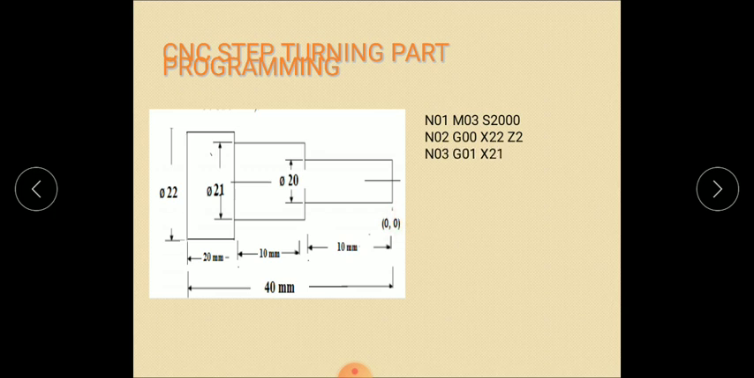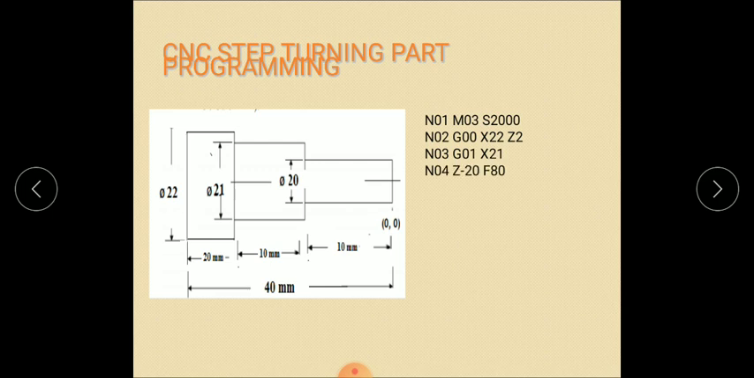Next, N03 G01 X21. G01 means linear interpolation. Here you are making the tool touch the workpiece, make contact with the workpiece and cut the material. That is X21. We need to bring it 1 mm upside. The starting position was here, and now the tool moves 1 mm upside, that is X21.